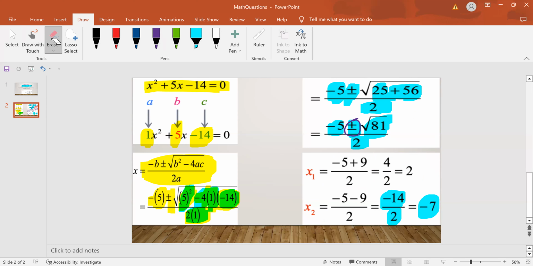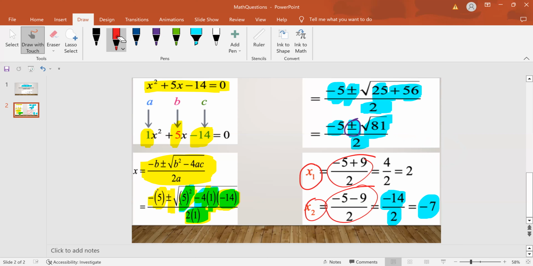Someone could ask if x1 could be negative 7 and x2 positive 2. Yes, it doesn't matter. This is just a notation. You can have your x1 with this part and your x2 with this part. What is very important is to get the correct solutions, which are 2 and negative 7.